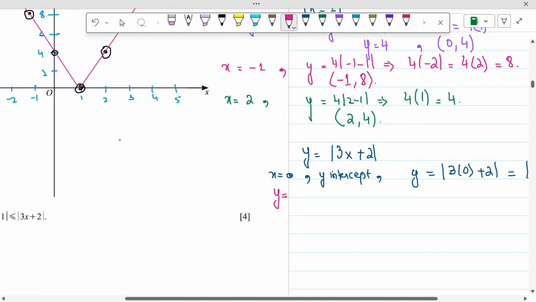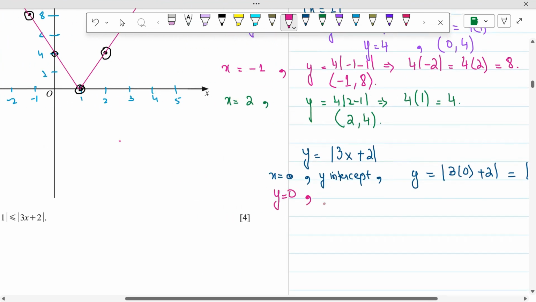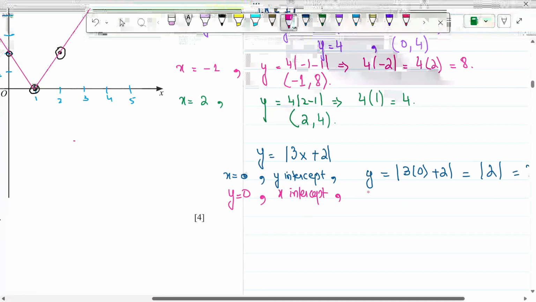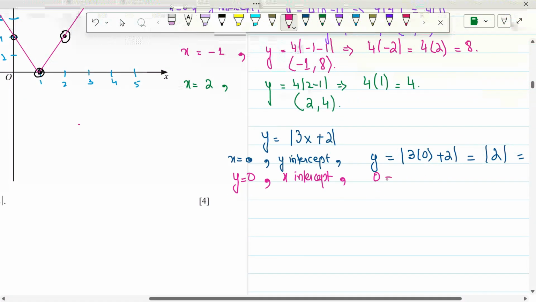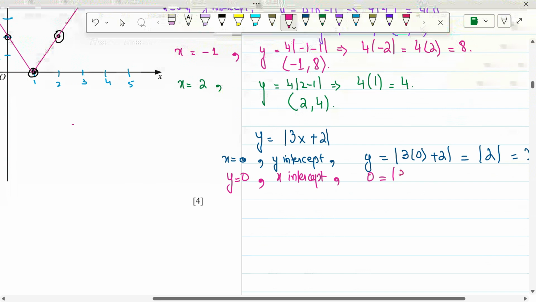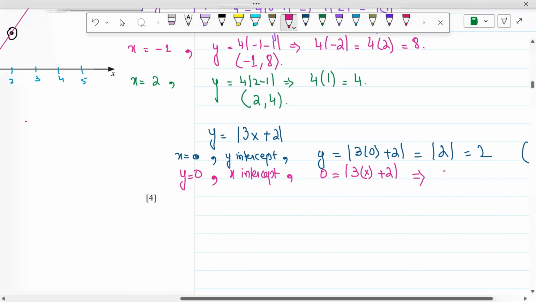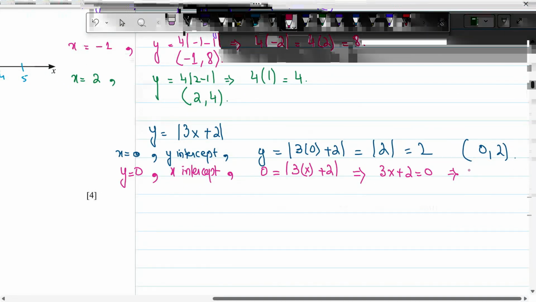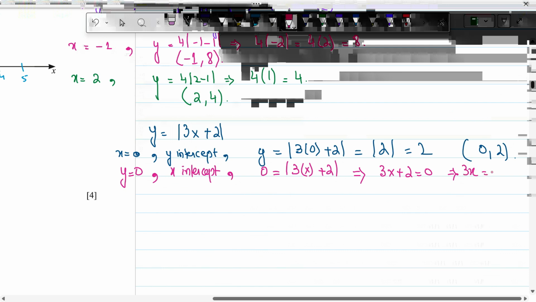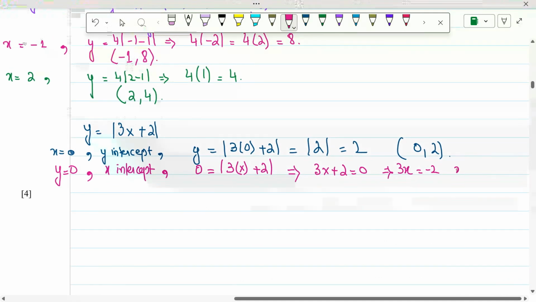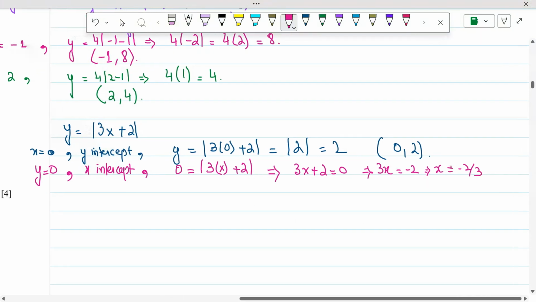For the x-intercept, we plug y equals 0. So 0 equals the absolute value of 3 times x plus 2, and this means 3x plus 2 equals 0. So 3x equals negative 2 and x equals negative 2 over 3.